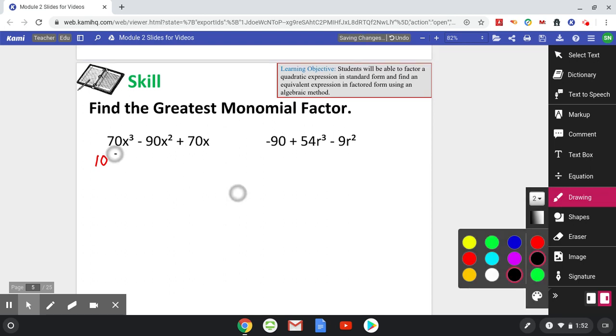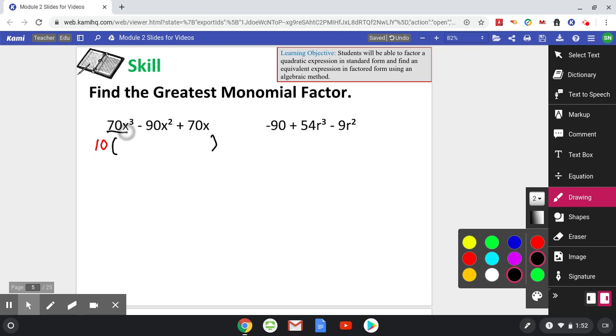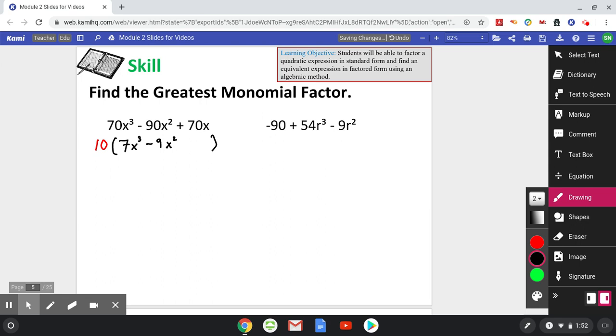On the inside, we will have 70 divided by 10 would be 7. We will bring down the letters for now. We will take care of them later. So we'll bring down the x cubed. Now the next one is negative 90 divided by 10 is negative 9. Bring down the x squared. And last is 70 divided by 10 is 7. Bring down the x. So we have factored the biggest number possible.